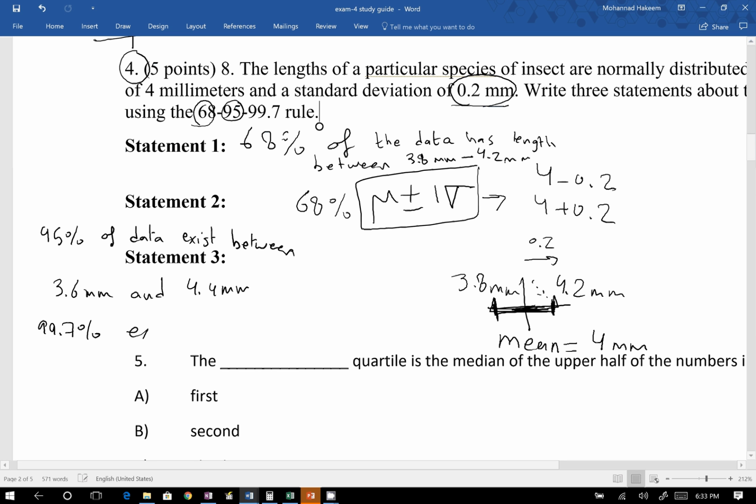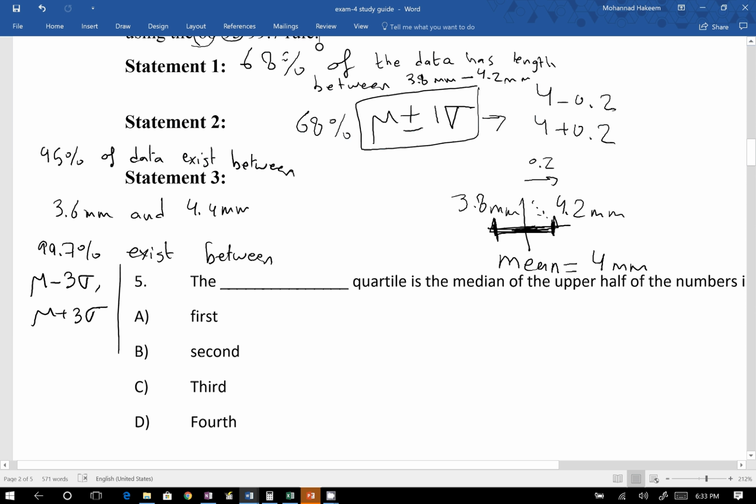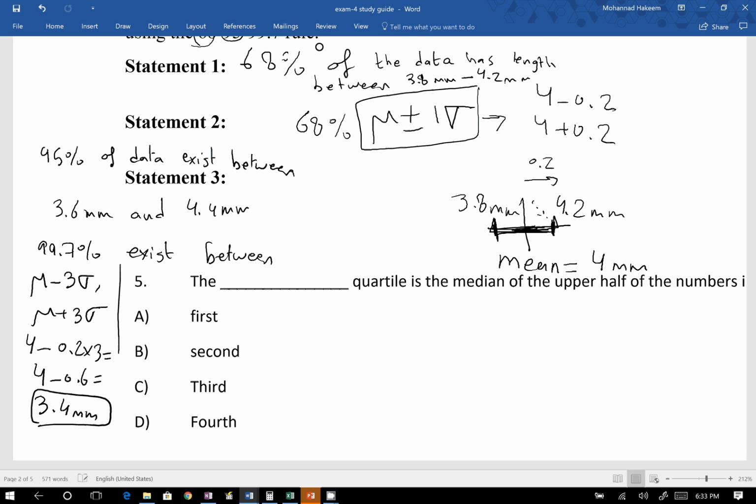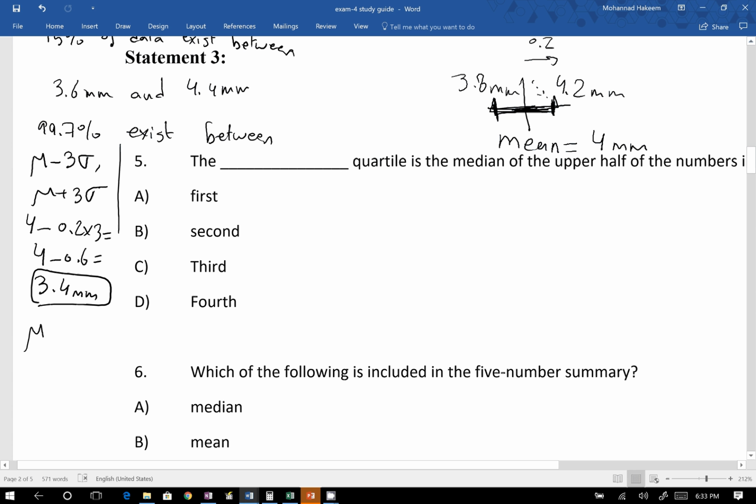99.7% exist between the mean minus 3 sigma and the mean plus 3 sigma, meaning they exist between 4 minus 0.2 times 3, meaning 4 minus 0.6, meaning 3.4 millimeters. That's the minimum. And the maximum is mu plus 3 sigma, meaning 4 plus 0.6, meaning 4.6. How do I confirm this?